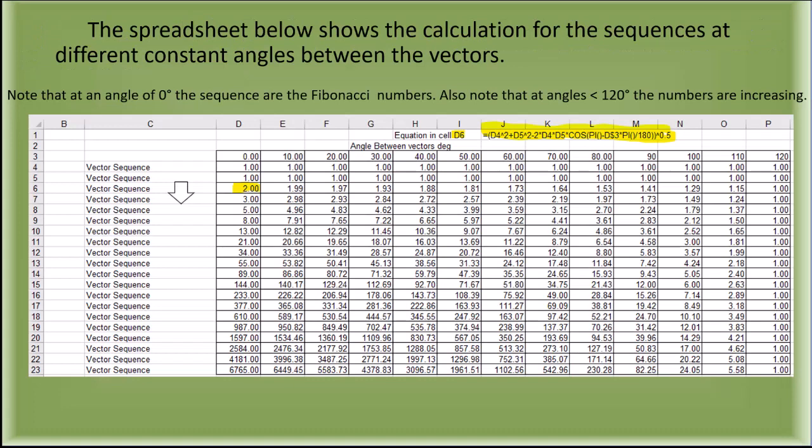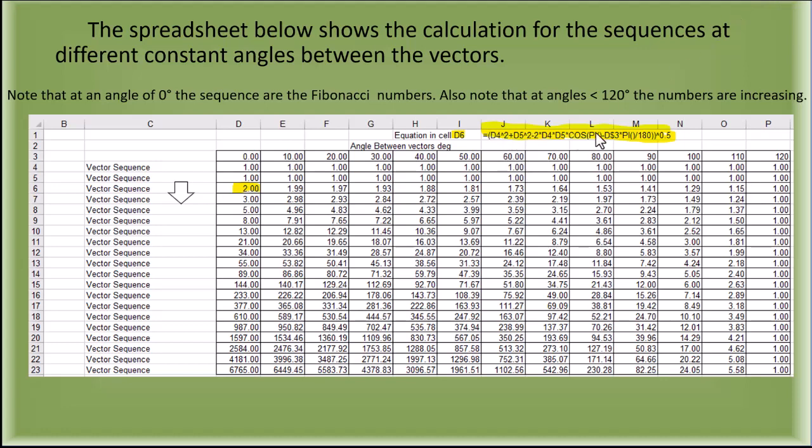This spreadsheet below shows the calculations of the sequence at different angles between the vectors. As you can see, this is taken at 0 angle, 10, 20, 30, 40, all up to 120. And then the first two are given, 1, 1 in each of them. And then as you can see, this particular sequence is the Fibonacci sequence. At 10 degrees, you can see it deviates from that sequence, and it is increasing like the Fibonacci sequence. And as you approach 120 degrees, the sequence does not increase, and it's just 1 all the way, just because of the mathematics implied.